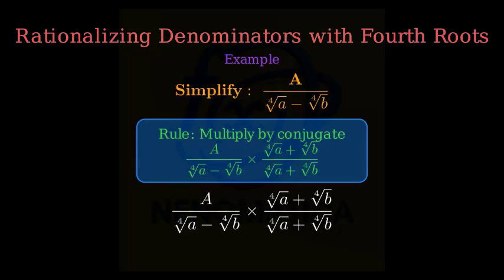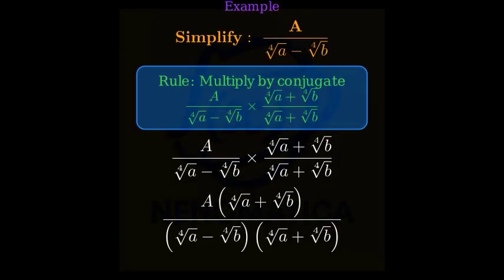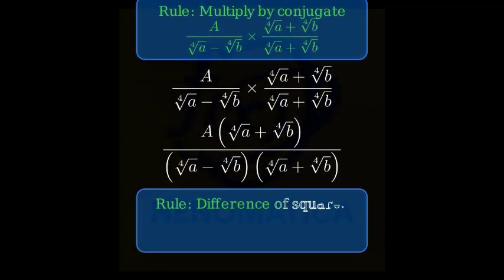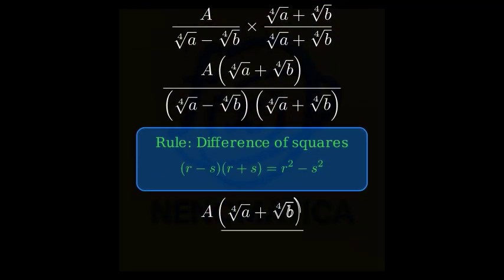Step 3. Apply the difference of squares. R minus s times r plus s equals r squared minus s squared, where r is the fourth root of a and s is the fourth root of b. Step 4. Rationalize again by multiplying by the conjugate of the new denominator, square root of a plus square root of b. Step 5. Use the difference of squares one more time so that the denominator becomes a minus b.